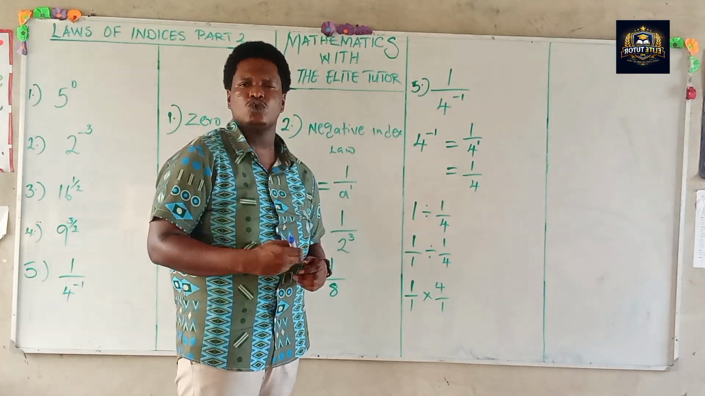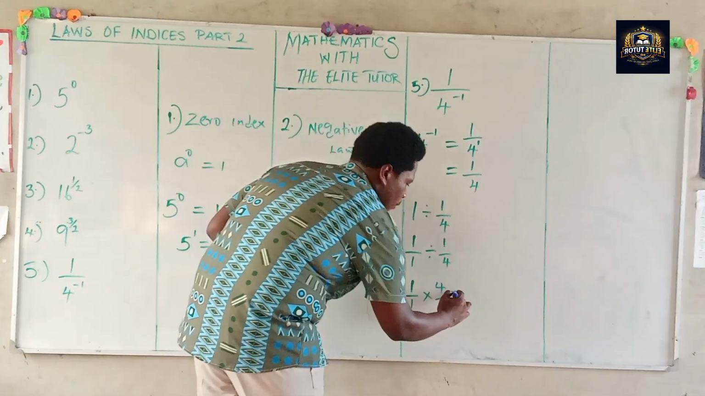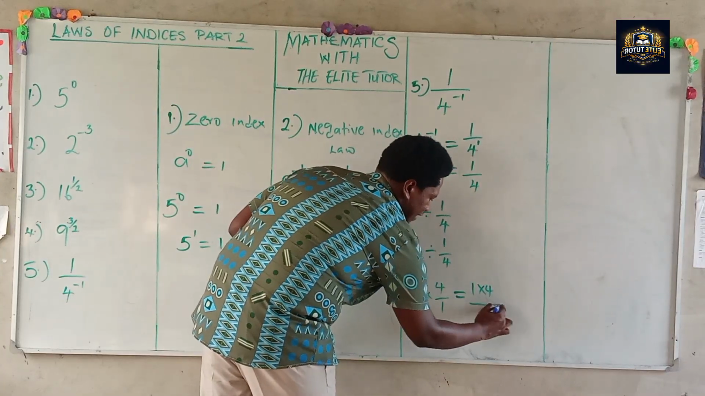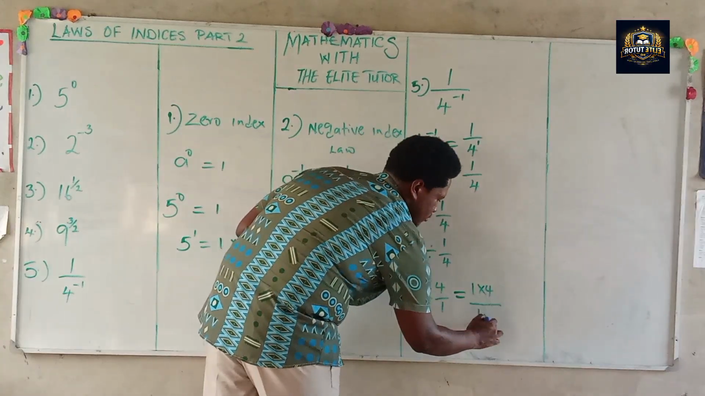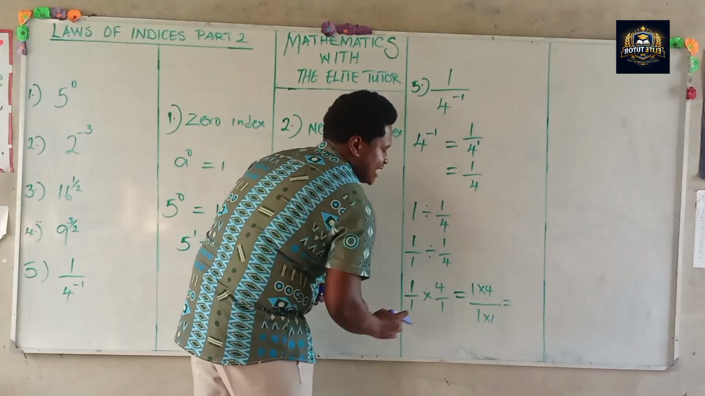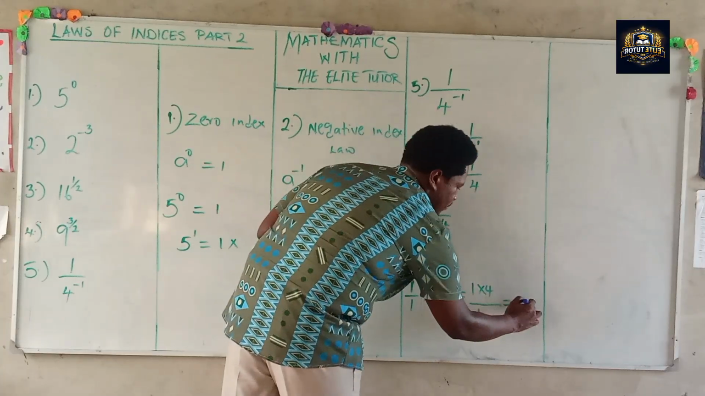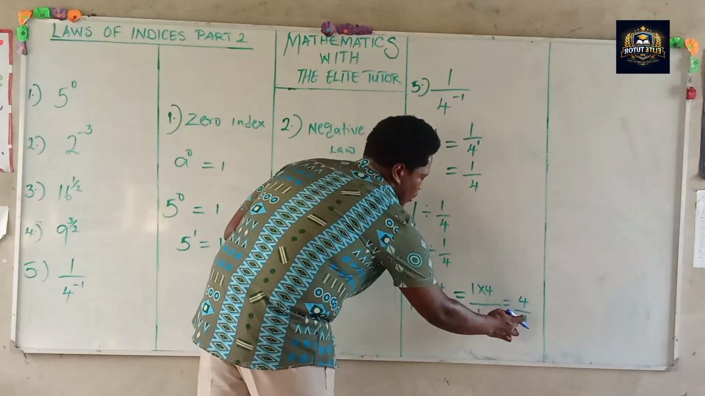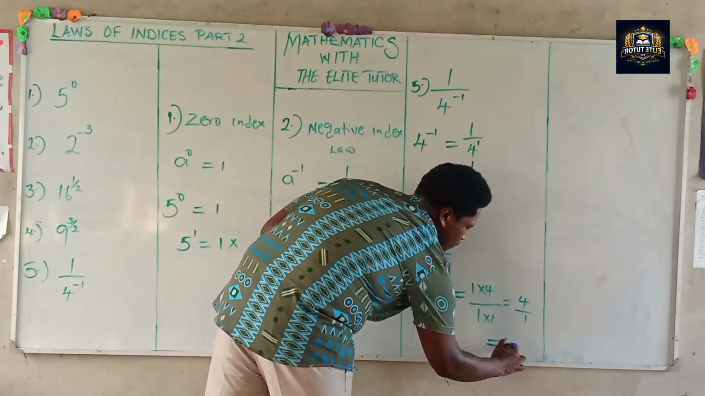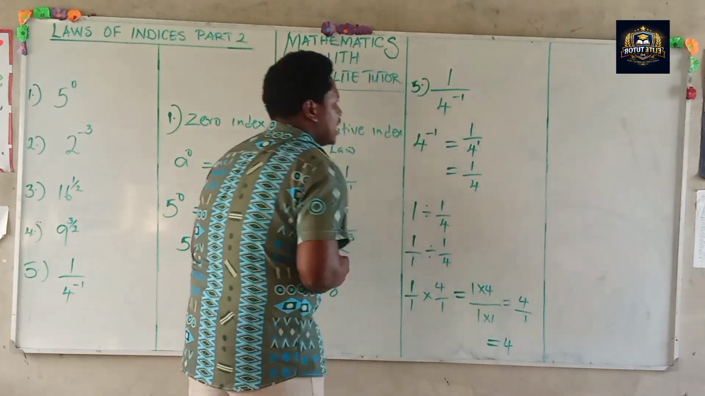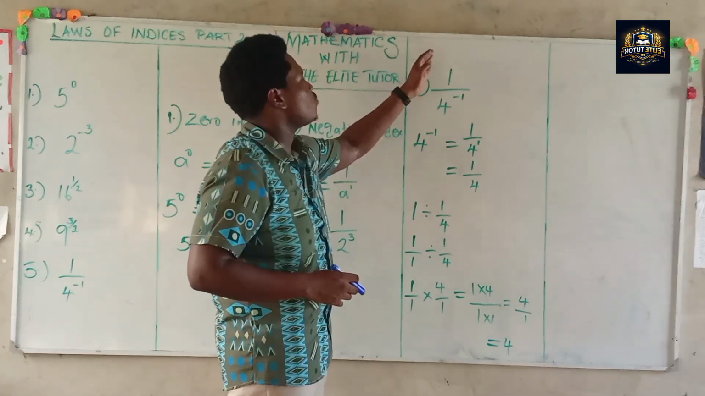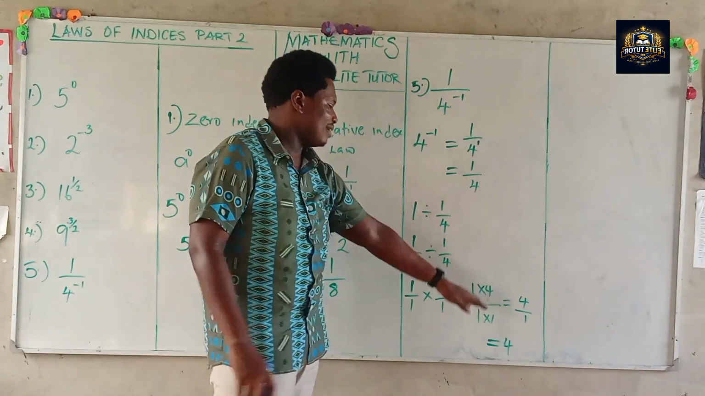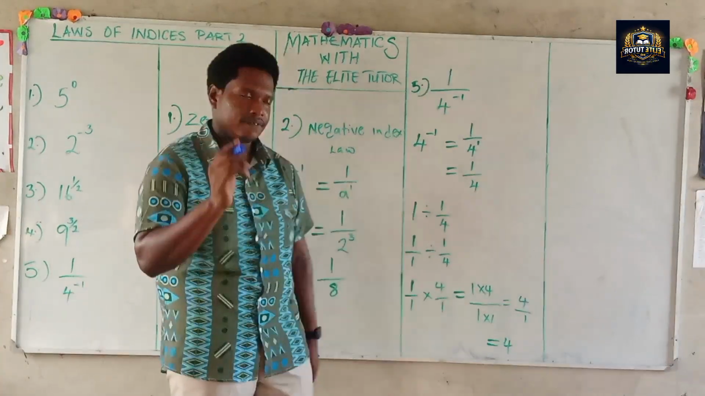Then we can go ahead to multiply. So we have 1 times 4 divided by 1 times 1. So our final answer: 1 times 4 is what? 4. And 1 times 1 is 1. And 4 divided by 1 gives us 4. And this is our final answer. So when we have 1 divided by 4 raised to the power negative 1, our final answer is 4.